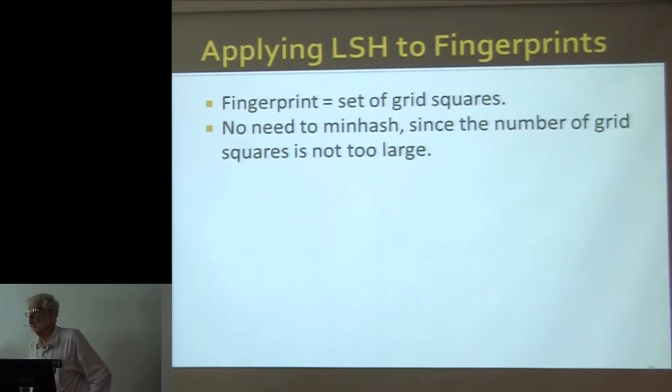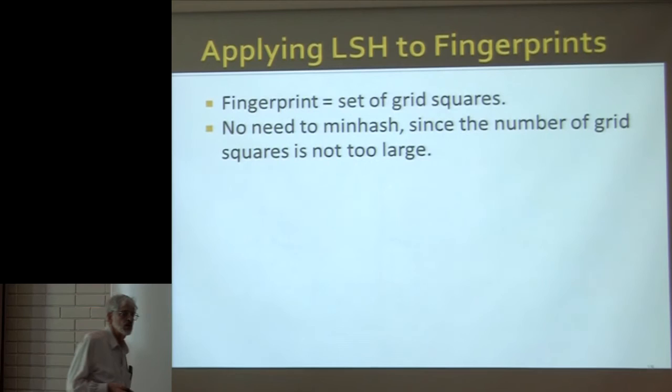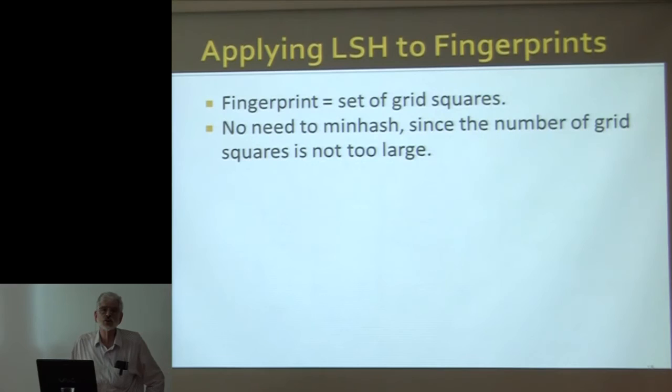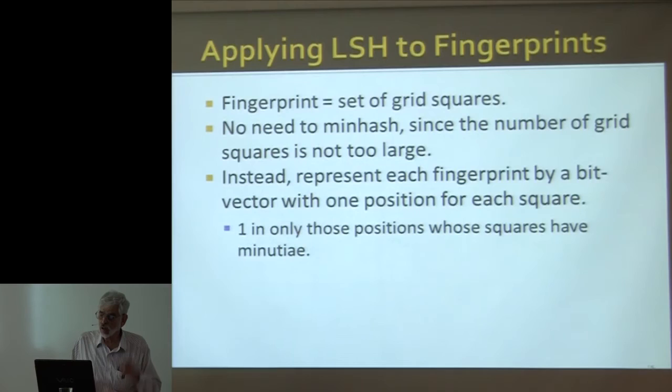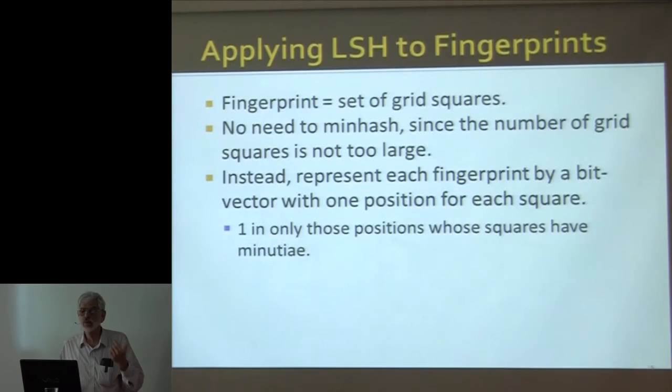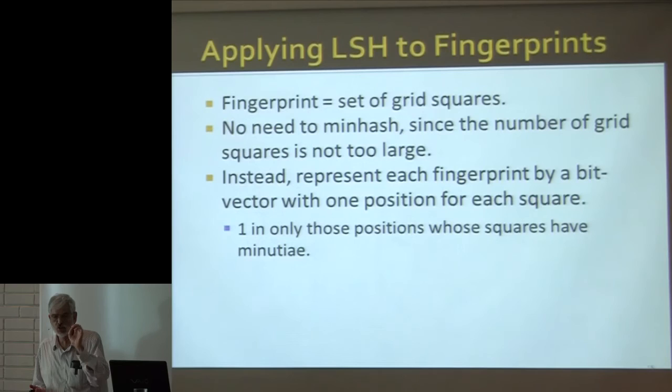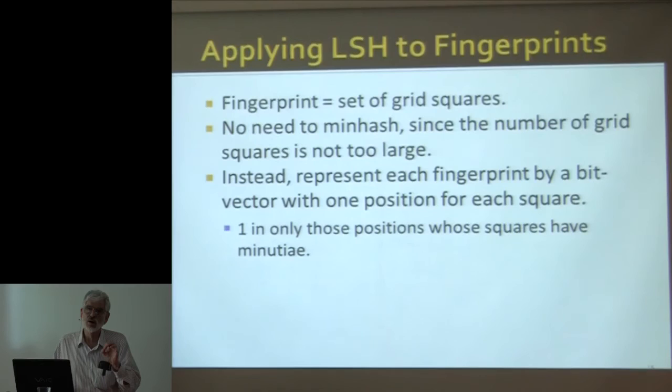The number of actual grid squares might be 1,000 for a single fingerprint. So you probably don't need to min hash because the sets themselves are subsets of a relatively small universal set. So we're not going to min hash at all. We'll rather represent the fingerprints by bit vectors that have a 1 in a position corresponding to a grid square if there is a minutia in that square, or maybe one of the adjacent ones if we decide to allow a minutia to carry over to several different squares.